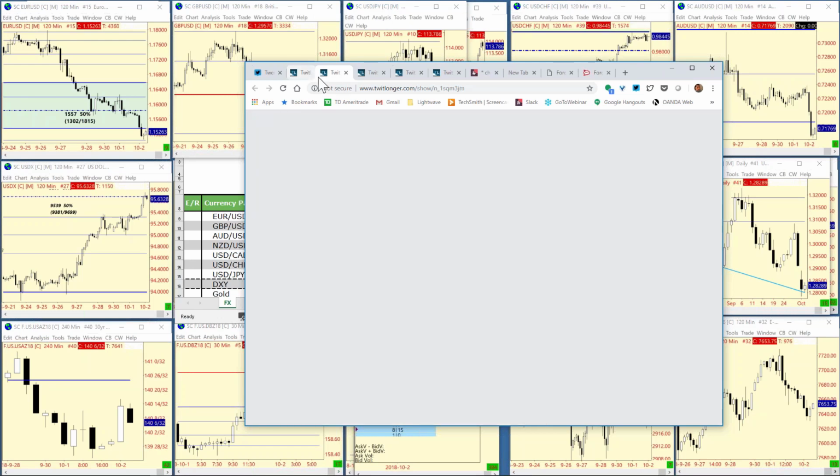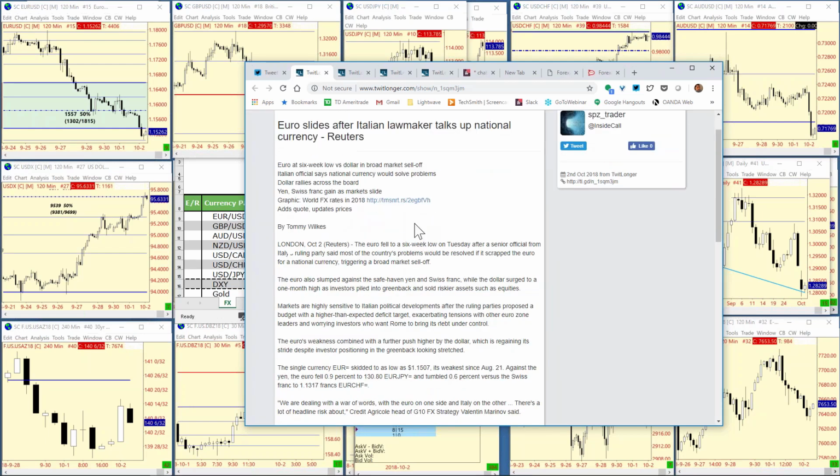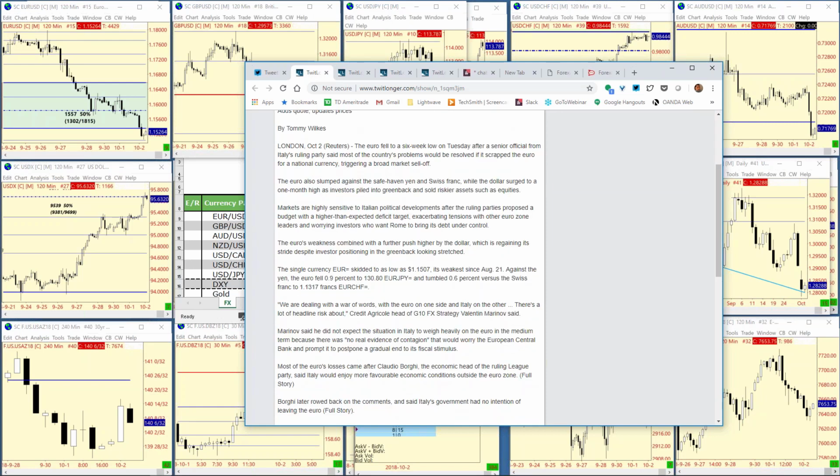The euro slides after Italian lawmakers talk up a national currency. The euro fell to a 6-week low on Tuesday after a senior official from Italy's ruling party said most of the country's problems would be resolved if it scrapped the euro for a national currency, triggering a broad market sell-off. The euro also slumped against the safe haven yen and the Swiss franc, while the dollar surged to a 1-month high as investors piled into the greenback and sold riskier assets such as equities.